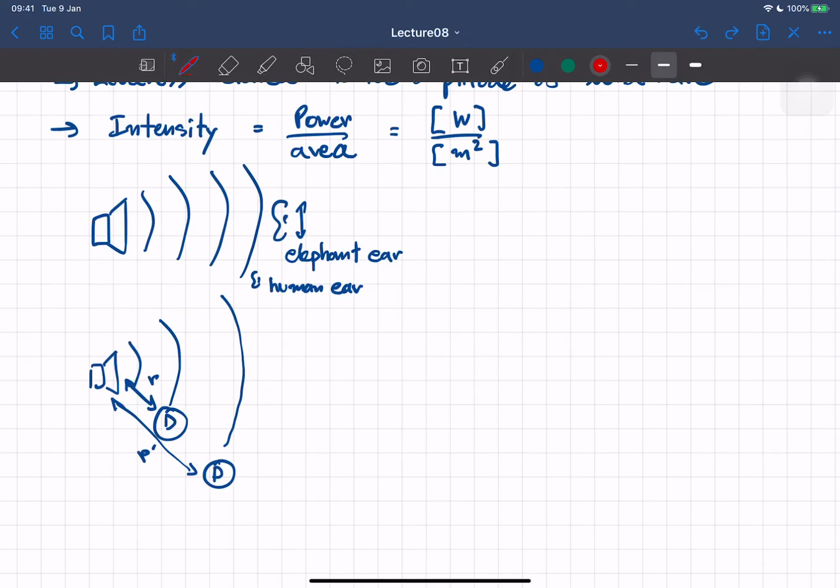Okay, so in terms of the intensity at, let's say, point A, the intensity at point A is equal to the total power of the speaker which is giving out sound divided by the area. And the area we are talking about is the total area of the sphere which is surrounding the speaker. So what's the surface area of your sphere? It's 4 pi r squared, right? And this r is the distance from the source.